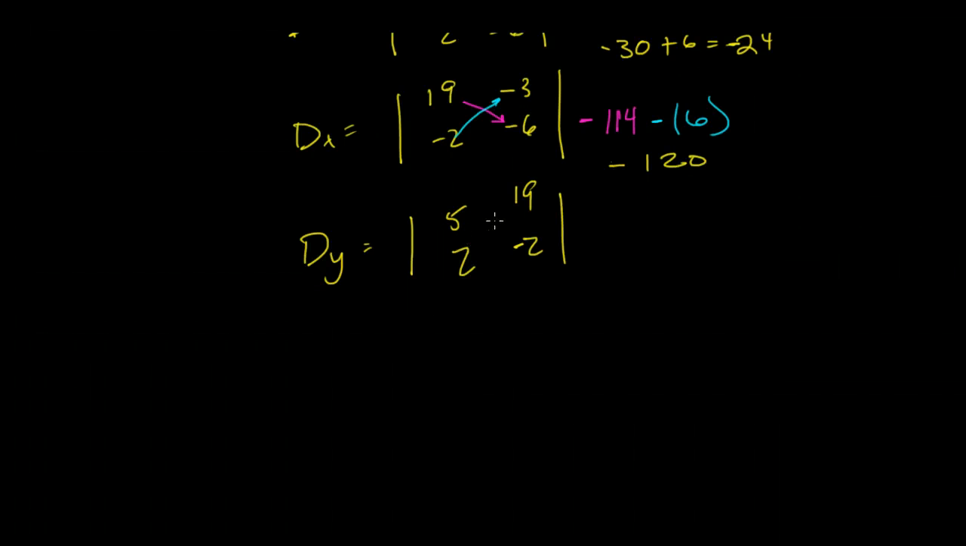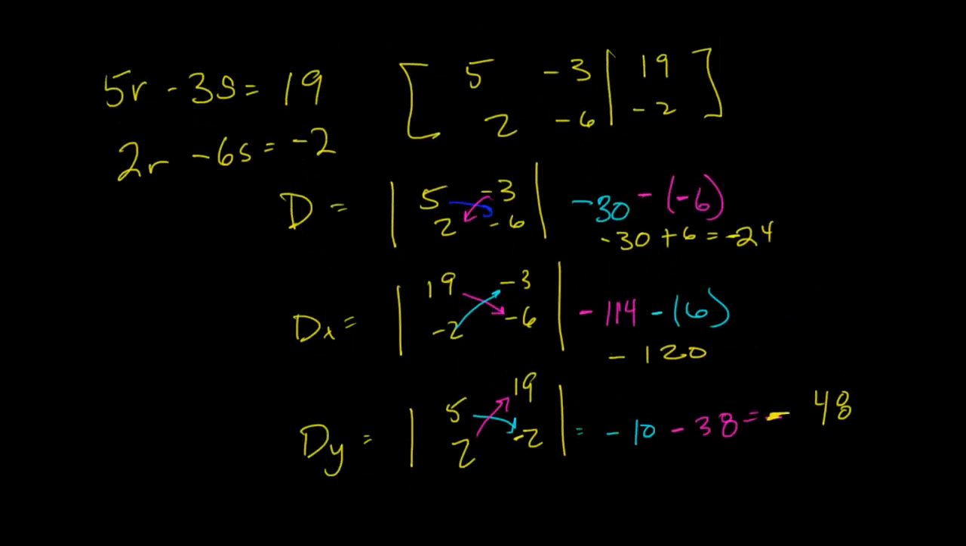And then our D of y will be 5 times -2, or -10. Then we will subtract from that 2 times 19, which is 38. So that will be -48. So there's our determinants. All we have to do now is substitute those into D of x divided by D and D of y divided by D, and that will give us our solution to the system.